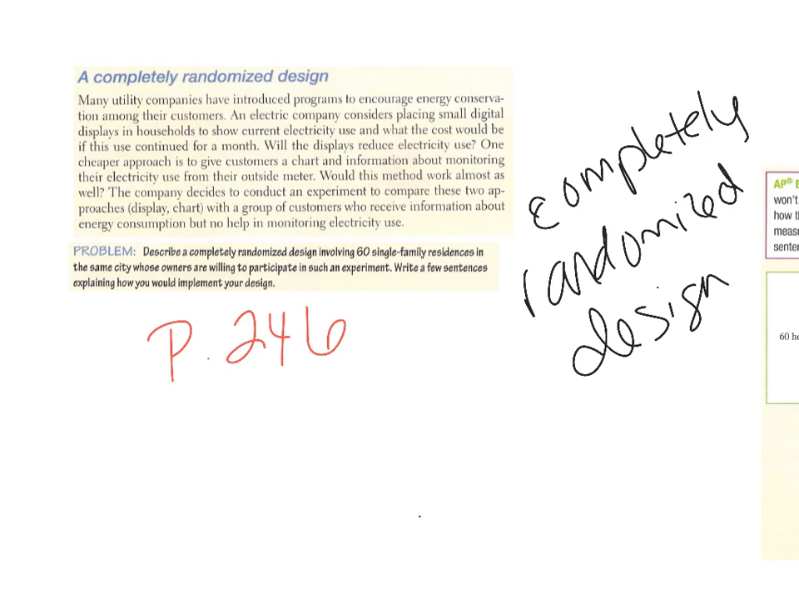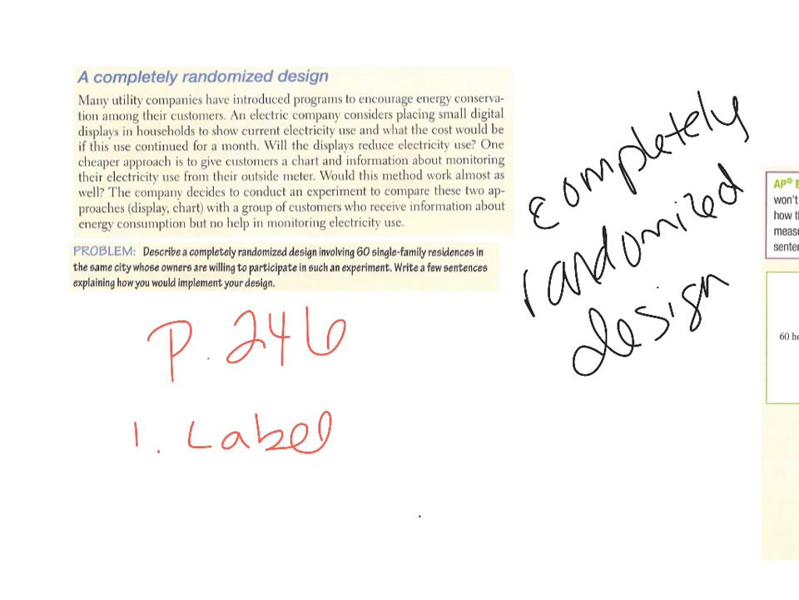Okay, so let's kind of talk out what we would need to do here. To do a completely randomized design, like always, we need to label. So we would start by labeling each house with a distinct number from 1 to 60. So every house is numbered 1 through 60. You could use your hat method, you could use your technology, you could use Table D.